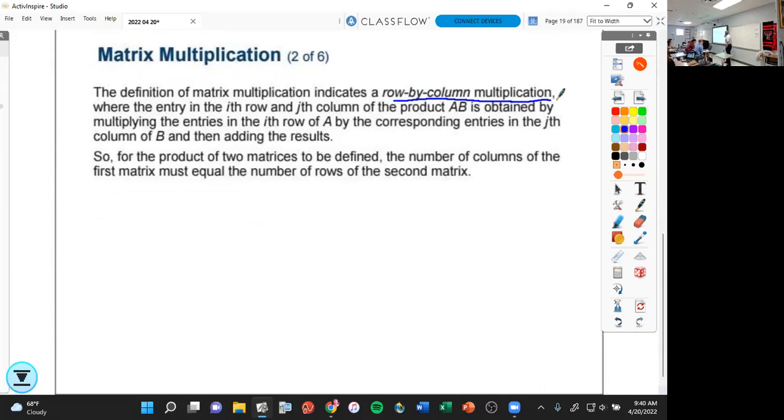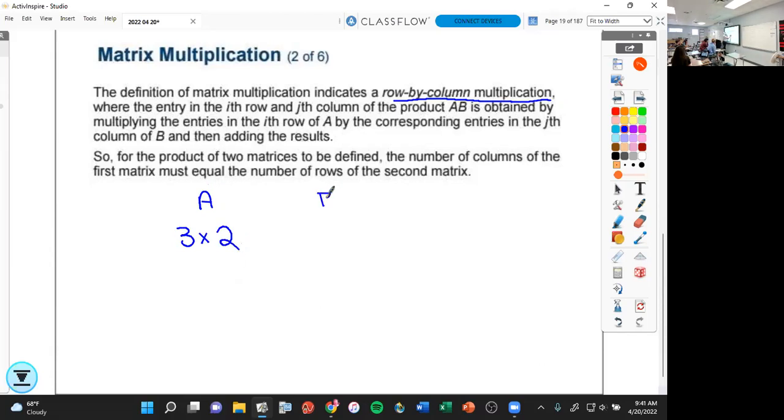For the product of two matrices to be defined, the number of columns of the first matrix must equal the number of rows in the second matrix. Here's what this means. I think they have this in another slide, but it's really, really small. Let's say I have matrix A, and matrix A is a 3 by 2 matrix. We'll talk about what the matrix looks like in a minute. Then I've got another matrix, call it matrix B. Matrix B is a 2 by, I don't care, 6 matrix.